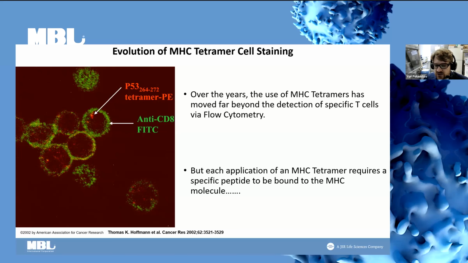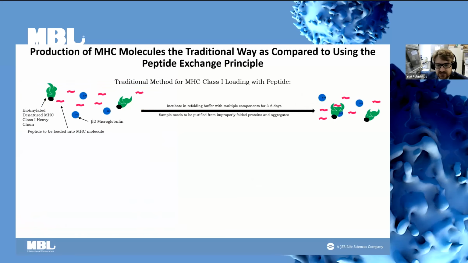In order to determine which peptide can cause the best T cell response, one would have to test numerous peptide sequences, sometimes covering the entire protein, and that requires a lot of different MHC tetramers. Traditional methods for making new MHC class 1 tetramers involve the refolding of synthesized MHC class 1 heavy chains with beta-2M and the peptide to be loaded into the tetramer.